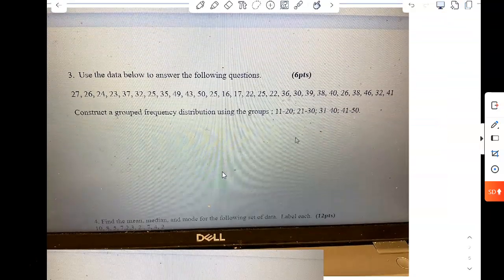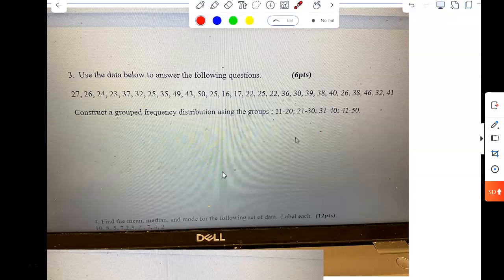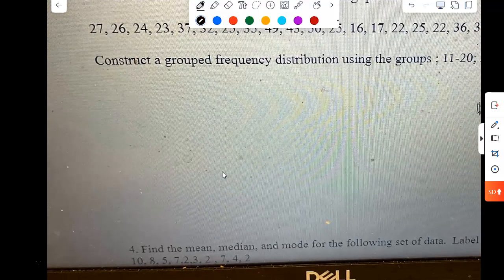Okay. We get here to number 3 on the sample test. We're dealing with a grouped frequency distribution. As you read the problem here, it says construct a grouped frequency distribution, use the groups 11 through 20, and so on. So that's what we're going to do. We're going to follow the directions here. So we do our table.